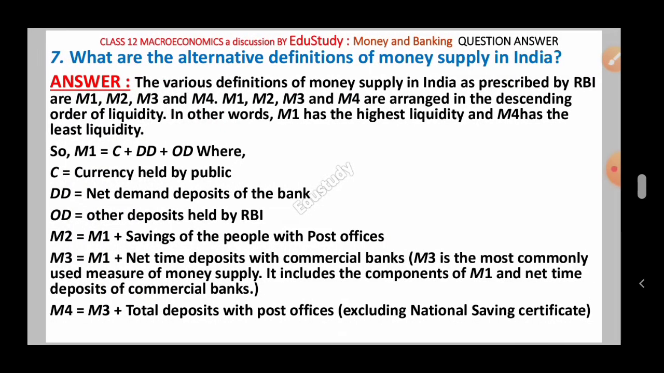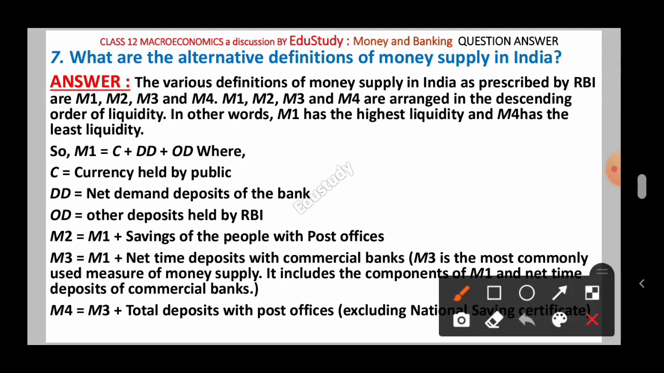Question number 7. What are the alternative definitions of money supply in India? You have to give the answer here. The answer is: the various definitions of money supply in India as prescribed by RBI are M1, M2, M3, M4. So these are the measures of the supply of money in India.